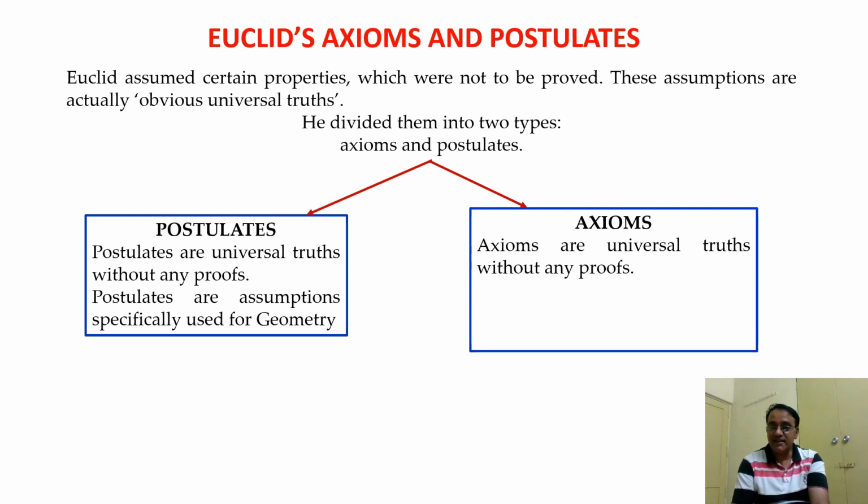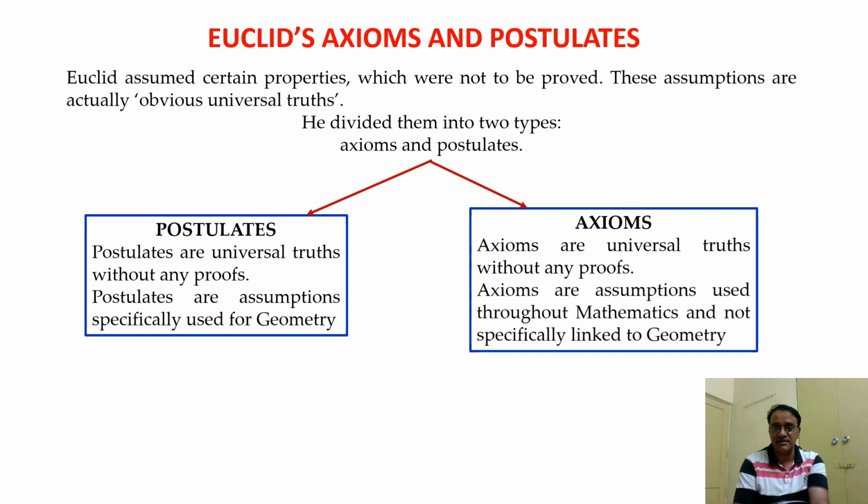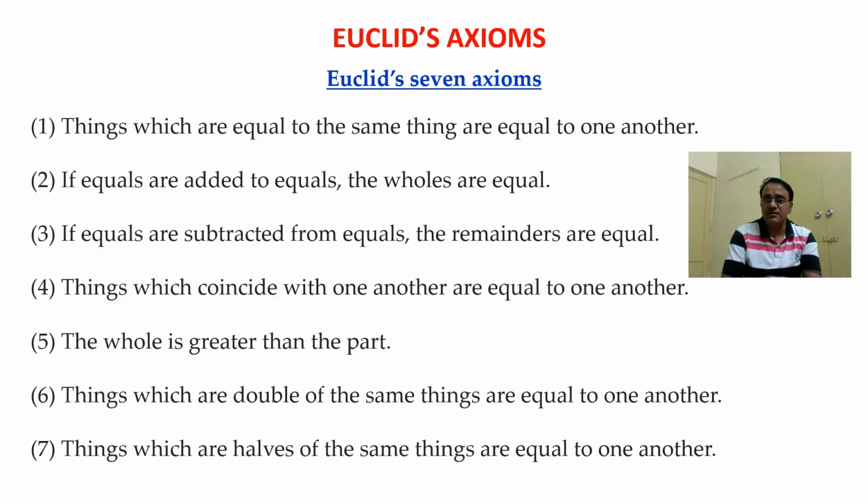But there is a difference in axioms, is that these are the assumptions used throughout mathematics and not specifically linked to geometry. Geometry में भी use होता है but not specifically. Postulates हमेशा geometry में होता है, but axiom जो है that is used in all the areas of mathematics. Okay, throughout mathematics. So now we are going to discuss Euclid's 7 axioms.